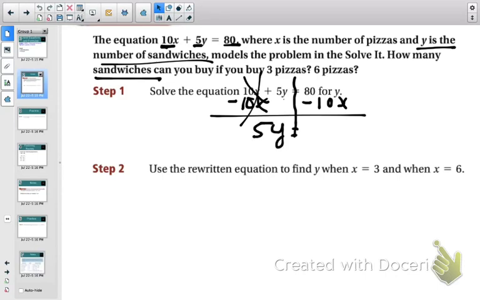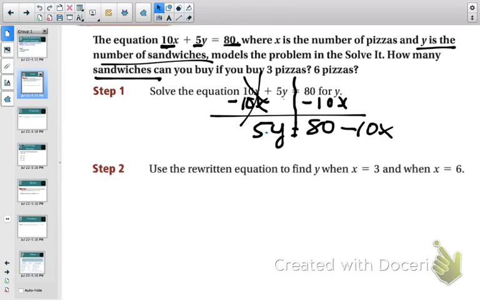Now 80 minus 10x, can we subtract those? No, you cannot subtract those. Please don't subtract those. That is not 70x. 80 minus 10x, those are not like terms. So that's just going to be 80 minus 10x. That's all you can do. That's it. Okay, and then we have 5y on this side.